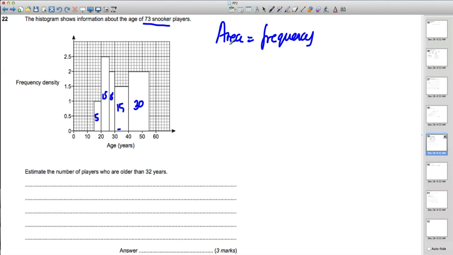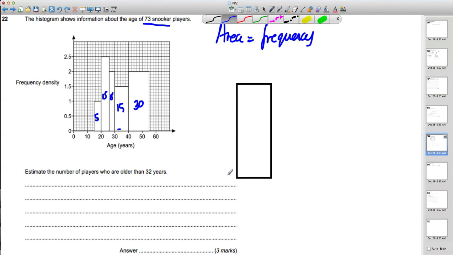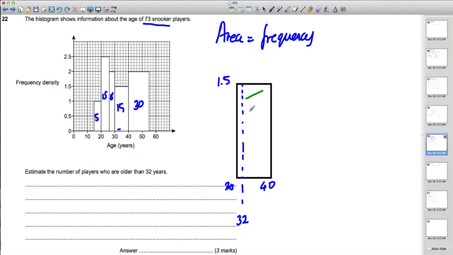The number of players who are older than 32. Well, let's look at the 32 bar. I'm just going to draw a picture here to represent the 32 bar. 30 to 40, and you know this is 1.5 high. Now, 32 must be one of the squares across. That would be 32. So you want people who are older than 32. So you want to work out how much is this side plus this number here.